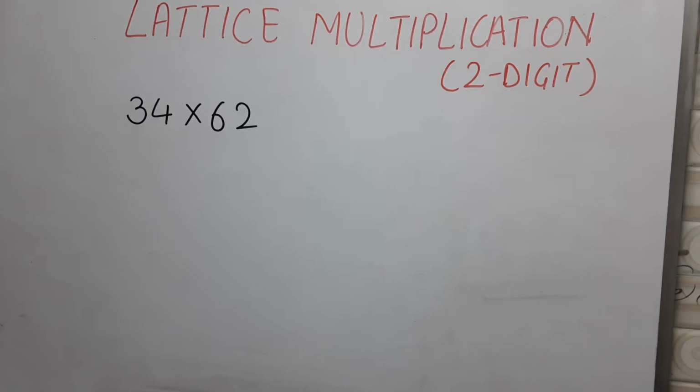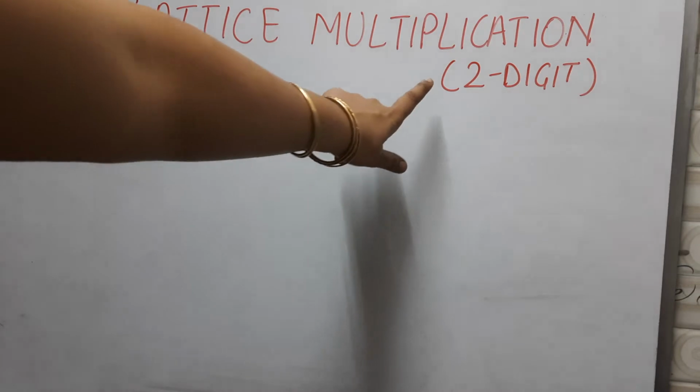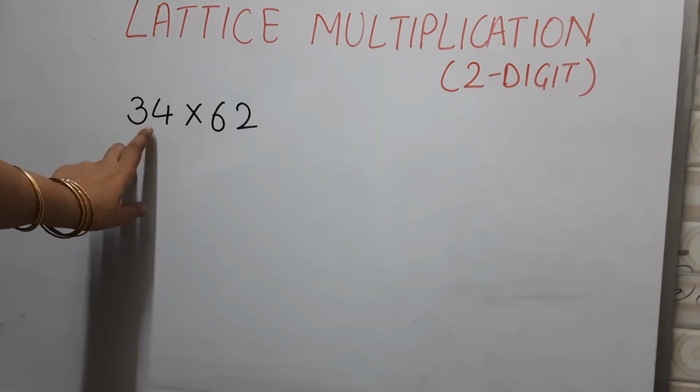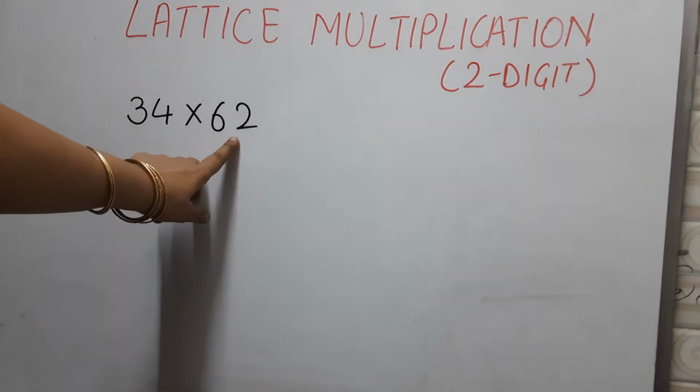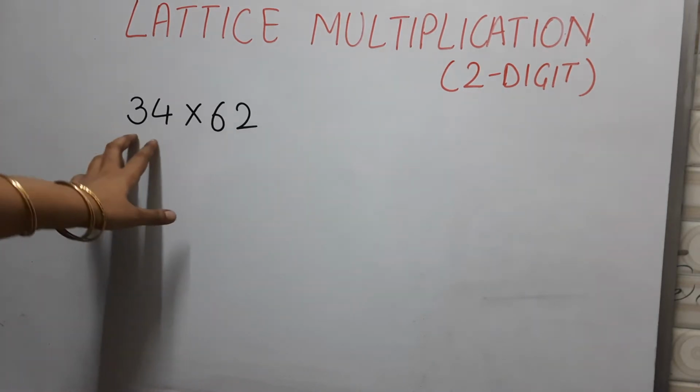Hello everyone. So today our topic is lattice multiplication. First we are going to start with 2-digit and then further we will have 3-digit also. So first I have 34 multiplied by 62. So 34 and 62, since it is 2-digit.